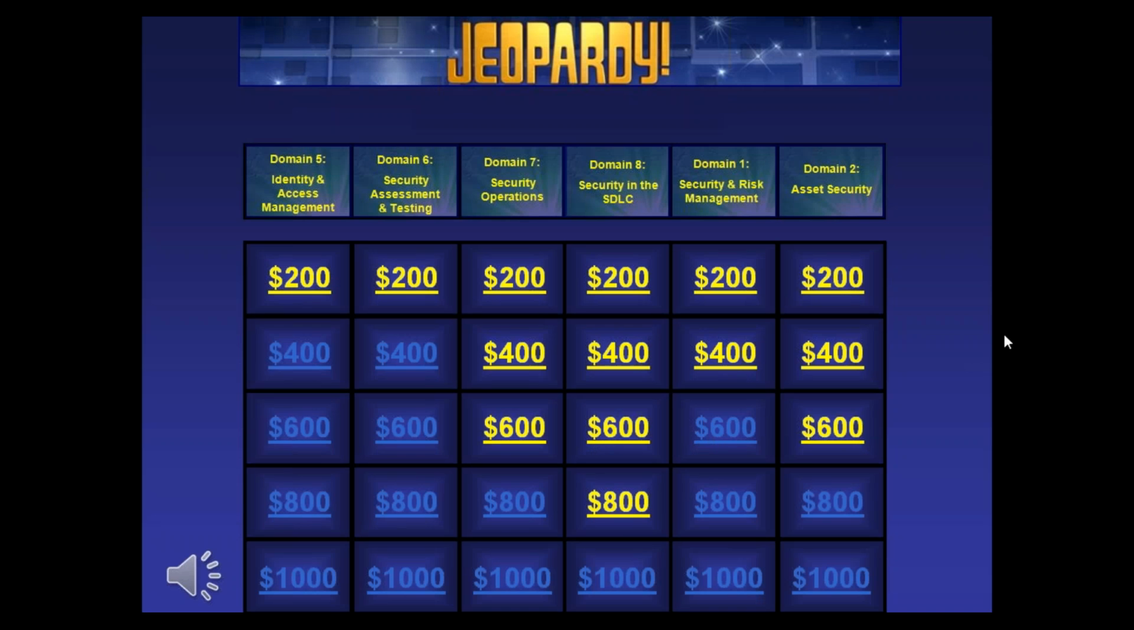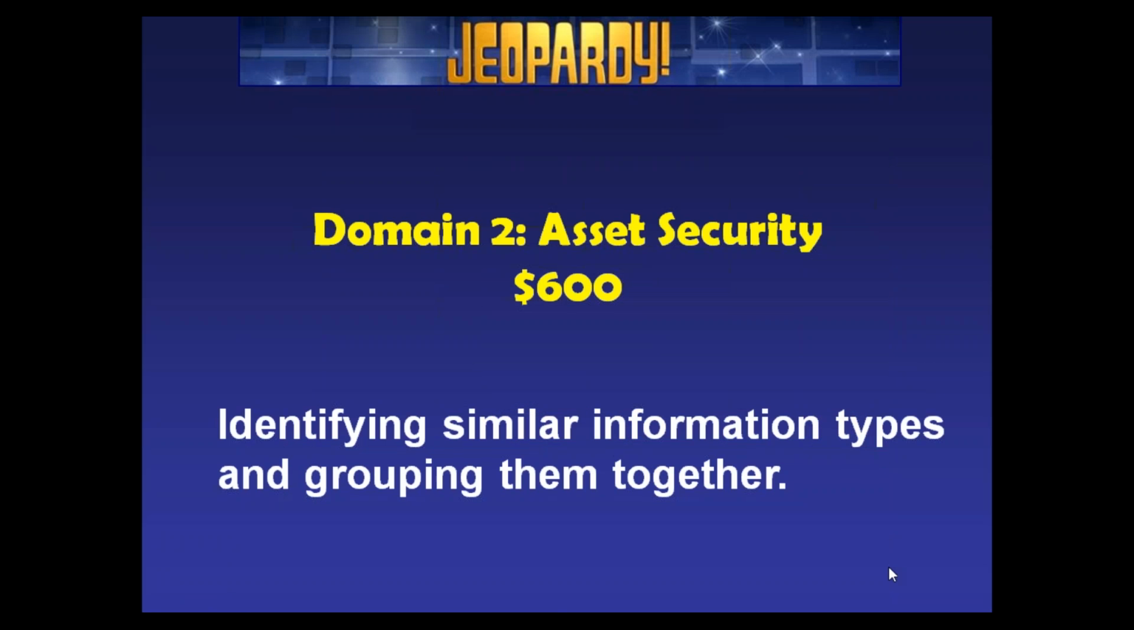All right, Becky. I'm going to go for a 600. I'm going to stay in Asset Security, Domain 2, for 600. This is a layup, yep. And she's right on it.